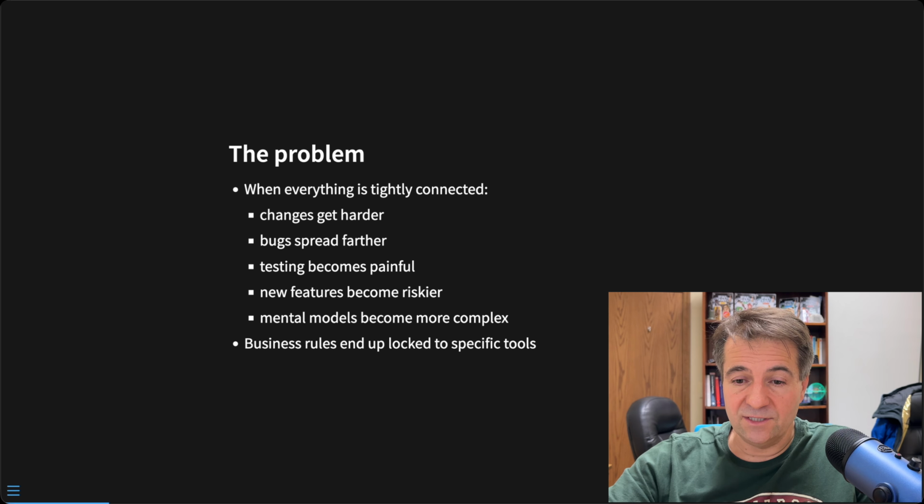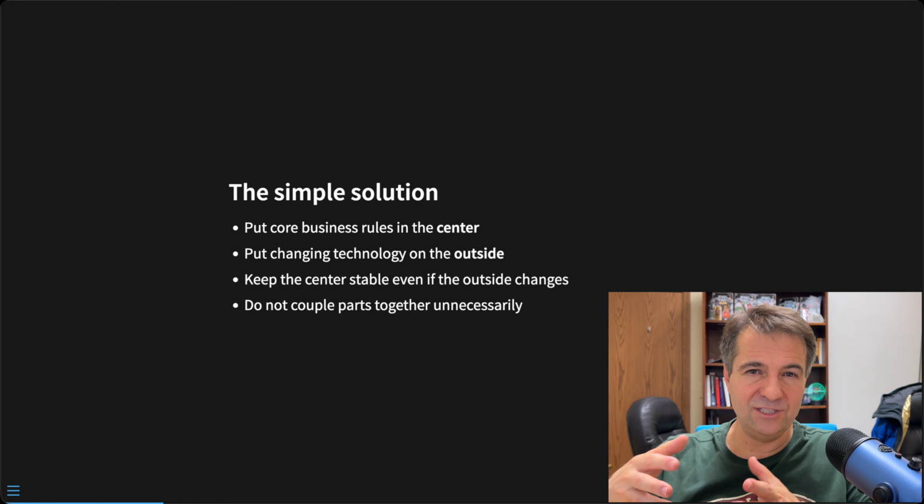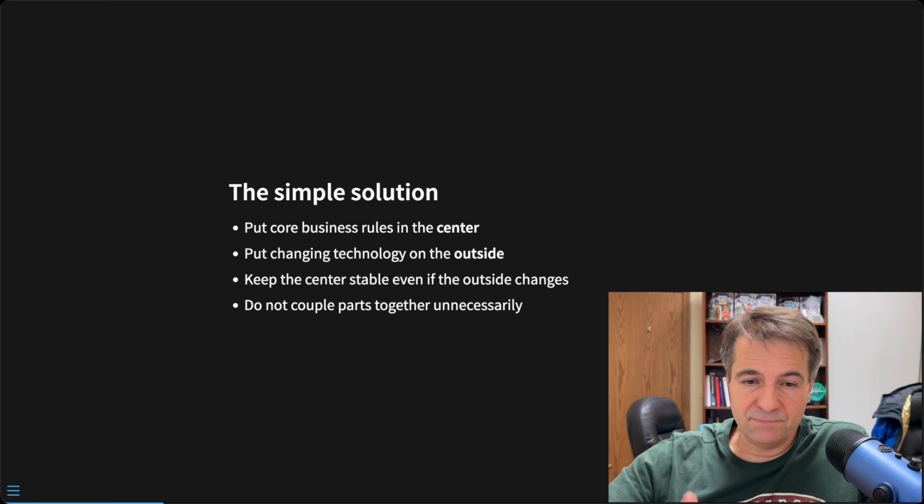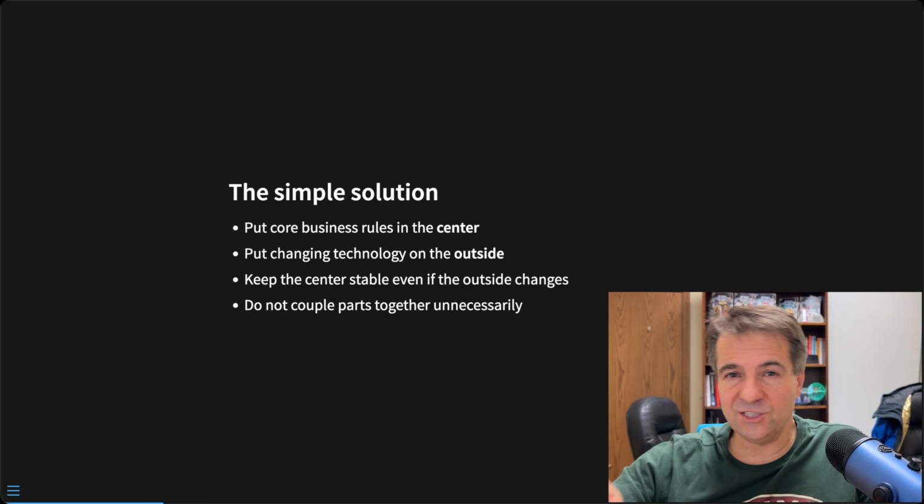Business rules end up locked to specific tools. For example, you have business logic in FastAPI. It's a disaster, because then if you have a command line interface, you need to repeat it there. If you have events coming in, you need to repeat it, and you end up repeating yourself all the time. The simple solution: put core business rules in the center, put changing technology on the outside, FastAPI as an example, or the command line interface, or databases, or messaging infrastructure, or authenticating systems. Keep the center stable, even if the outside changes. Do not couple parts together unnecessarily.